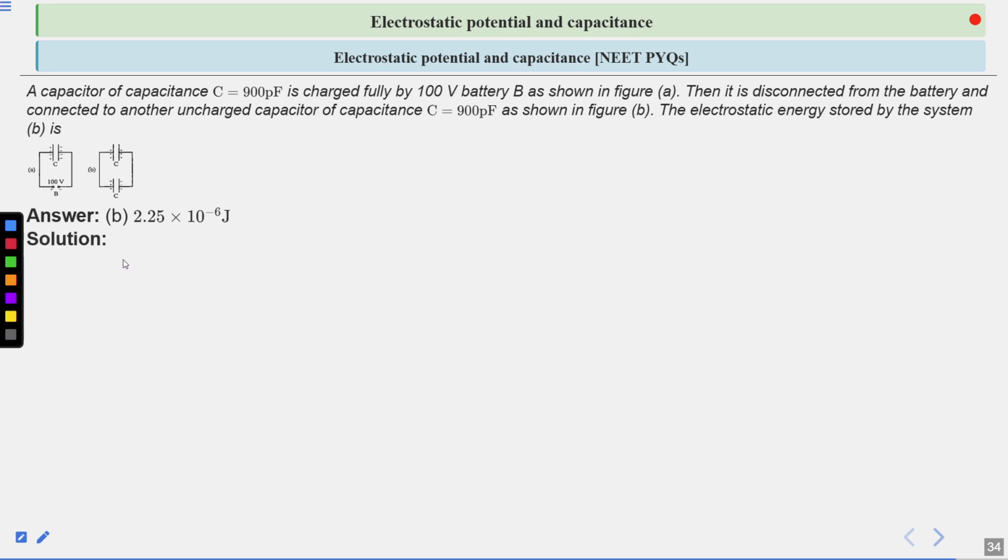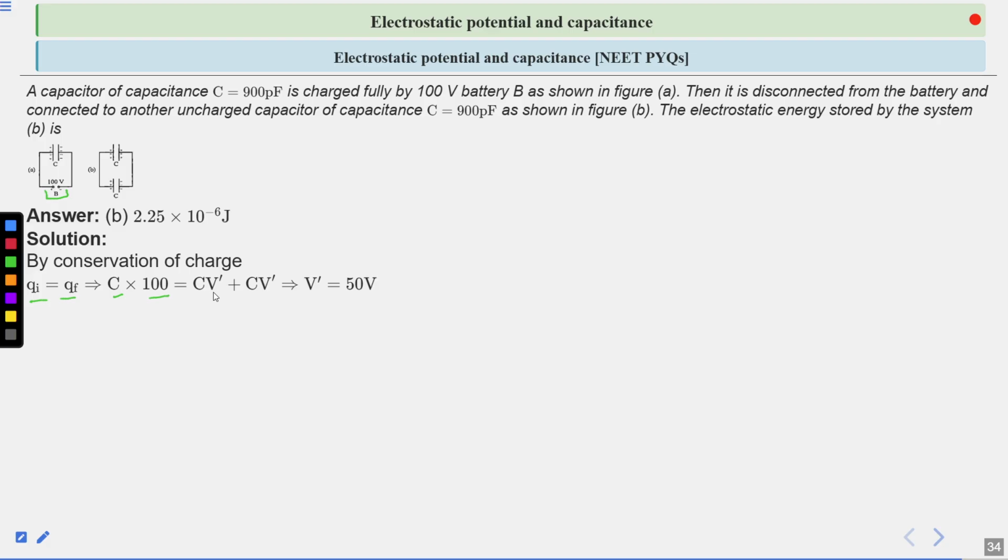How? We will see. By conservation of charge, the charge in the circuit will remain the same before the connection and after the connection. So Q initial will be equal to Q final. What is Q initial when it is connected to the battery of 100 volt? Q equal to CV, so C into the potential difference, 100 initially. And the final charge is equal to CV dash.